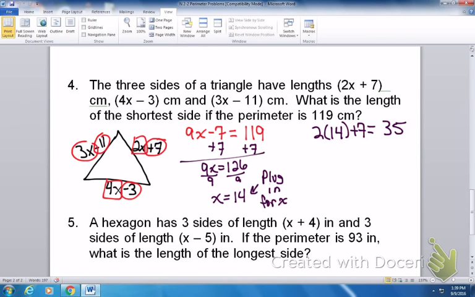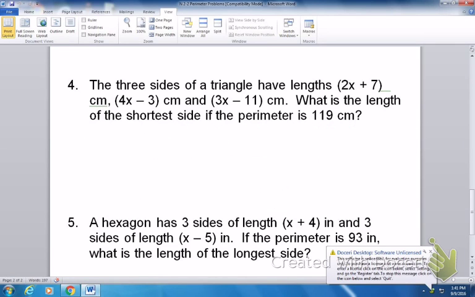Then I'm going to have, it looks like 4 times 14 minus 3. 4 times 14 minus 3 is 53. Then I have to use my last one. 3 times 14 minus 11 gives me 31. 31 is the shortest side, so that's my answer. Now be careful. If you find all 3 of them and you don't box it in, I'll still notice it. But make sure you're finding what they ask for. A lot of people like to stop when they find X. You have to answer the question they ask.